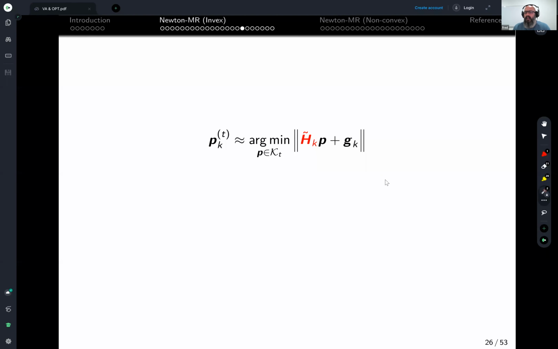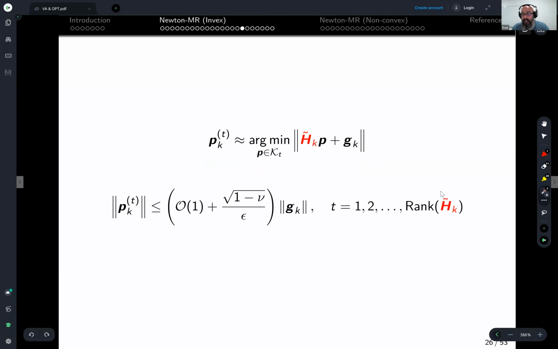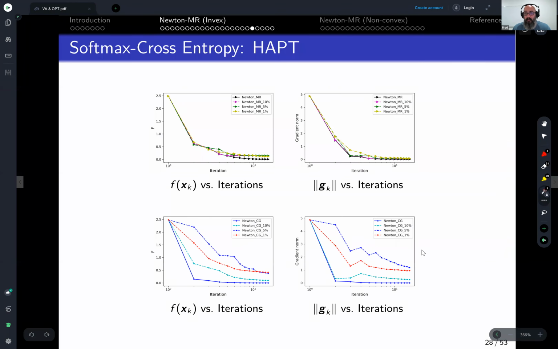Now, because of this sort of bound that we managed to get, we managed to also bound the iterates of MINRES. And once you do that, you have essentially everything in place, and you can get a similar type of result as in the exact setting, where you have linear convergence in terms of the norm of the gradient. You also end up getting local linear-quadratic convergence and so on. So almost identical results to the exact scenario.